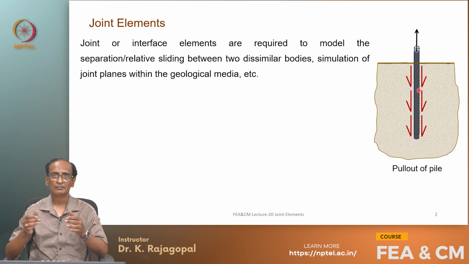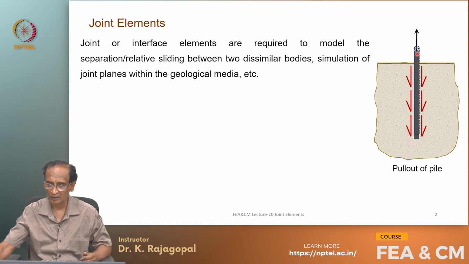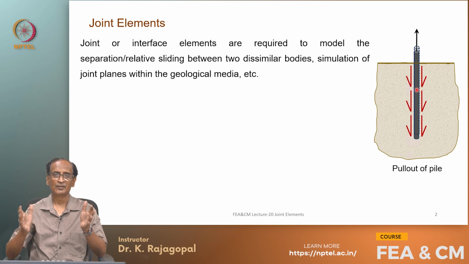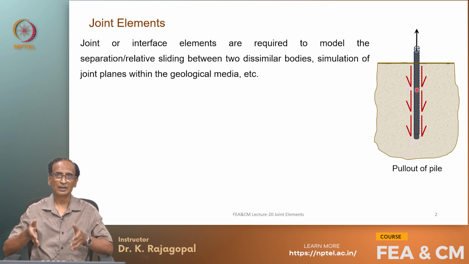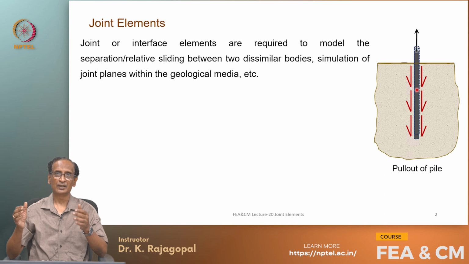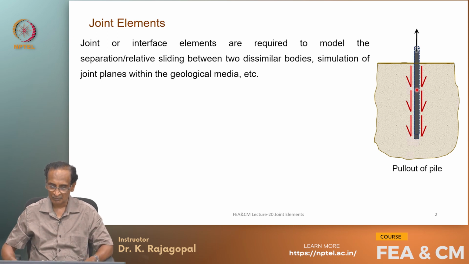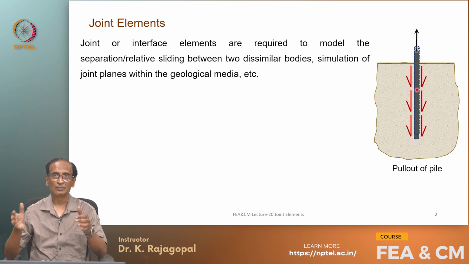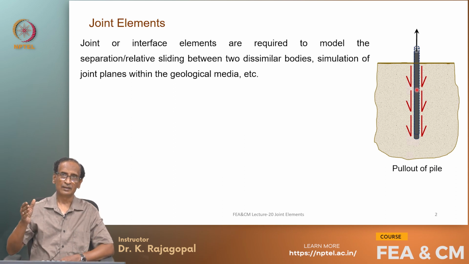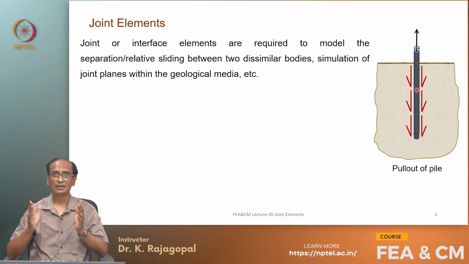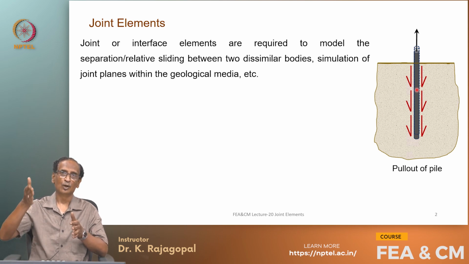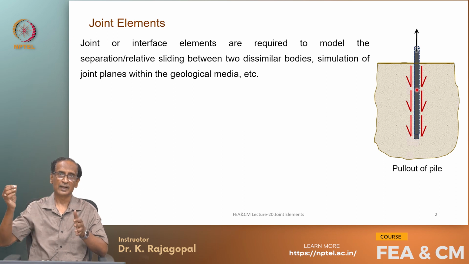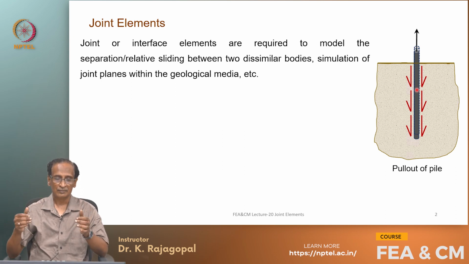And by using special types of joint or interface elements, we will be able to simulate what is happening along the joint between these two materials, like a pile that could be made of reinforced concrete or steel, and then the soil. In the process we should be able to get the interaction that is taking place between the soil and the pile, and we would like to know how much of the applied loads are transferred into the soil through the pile.